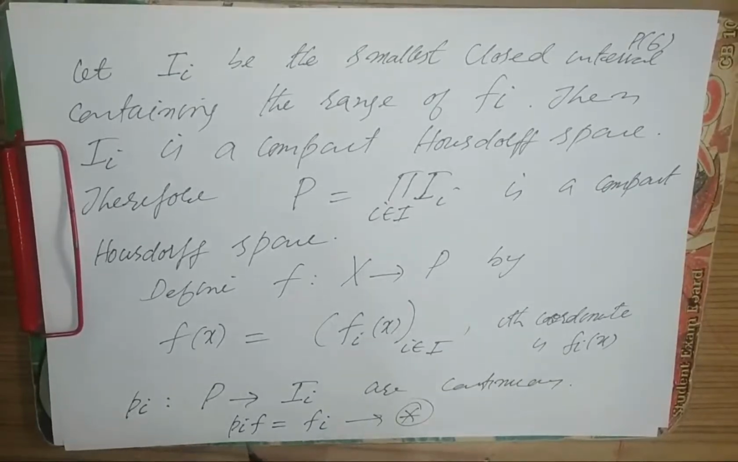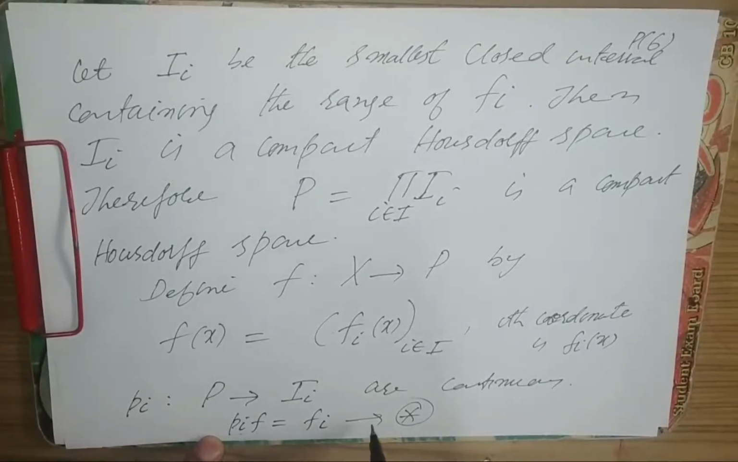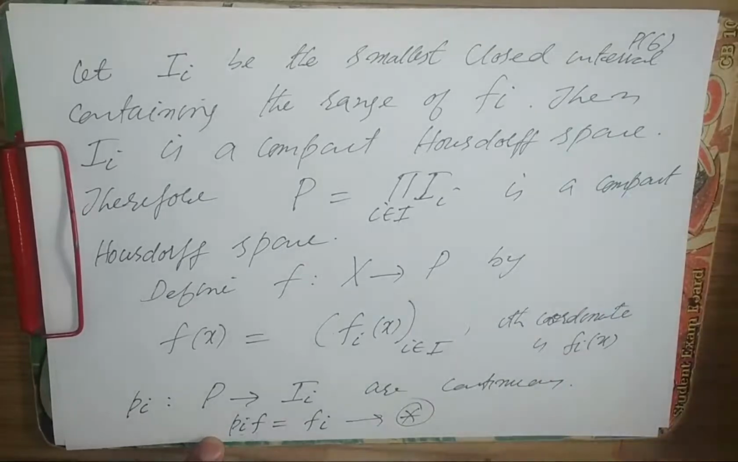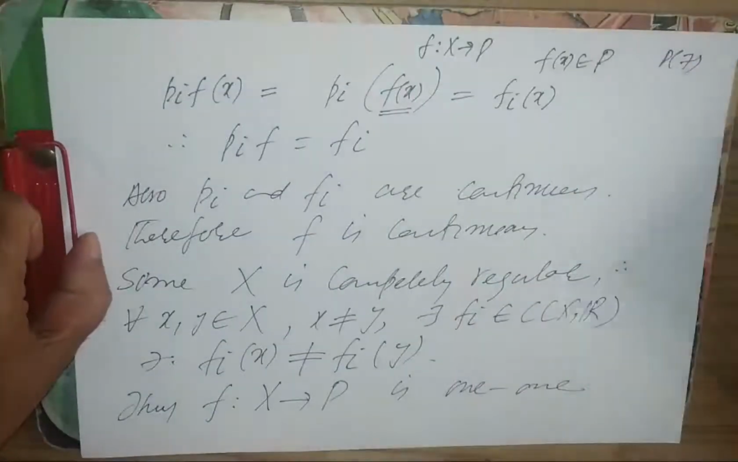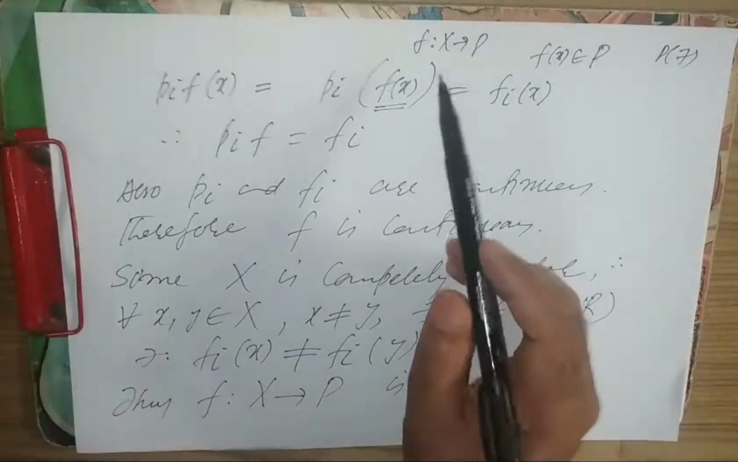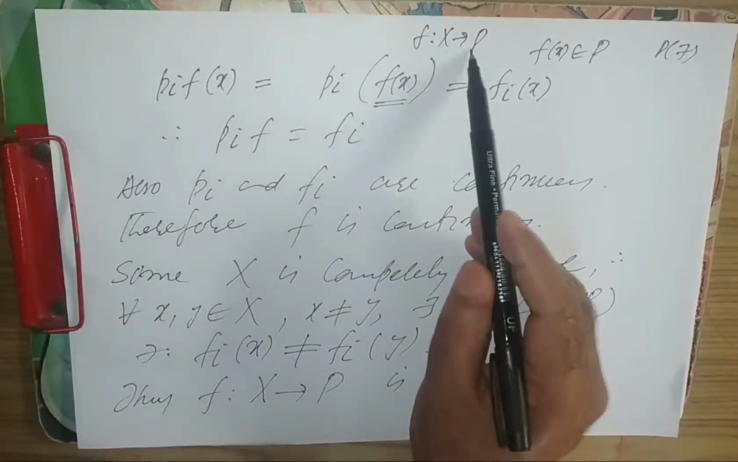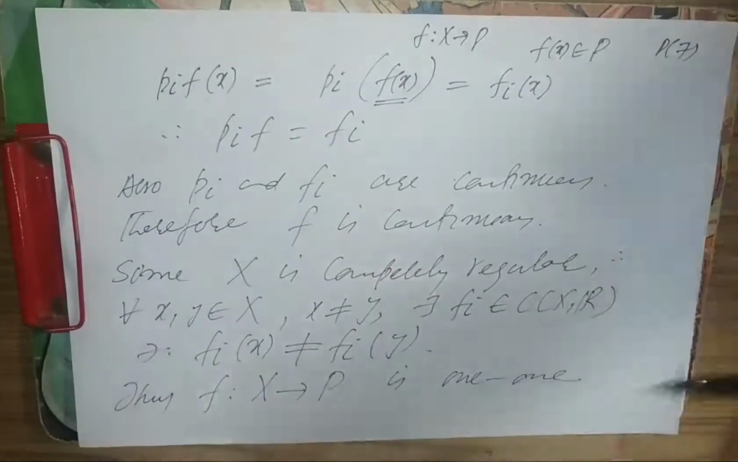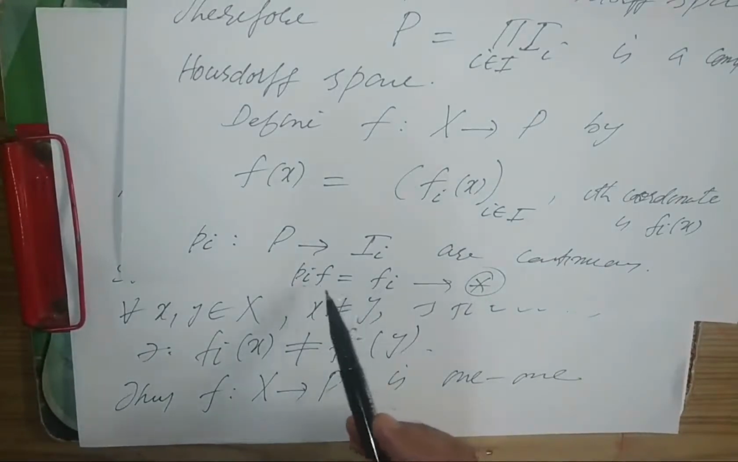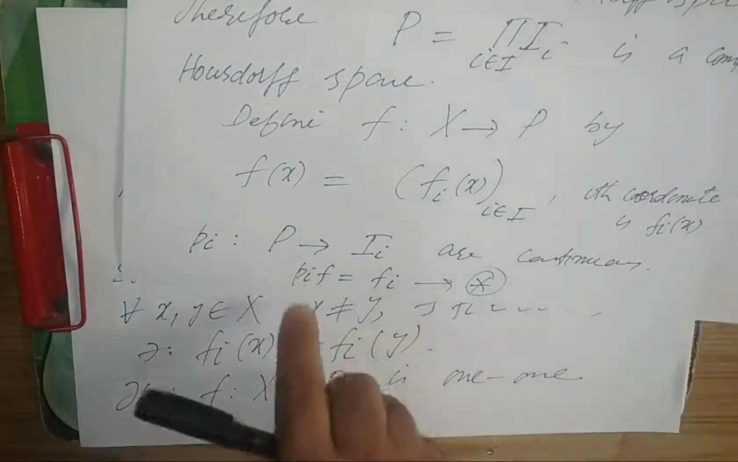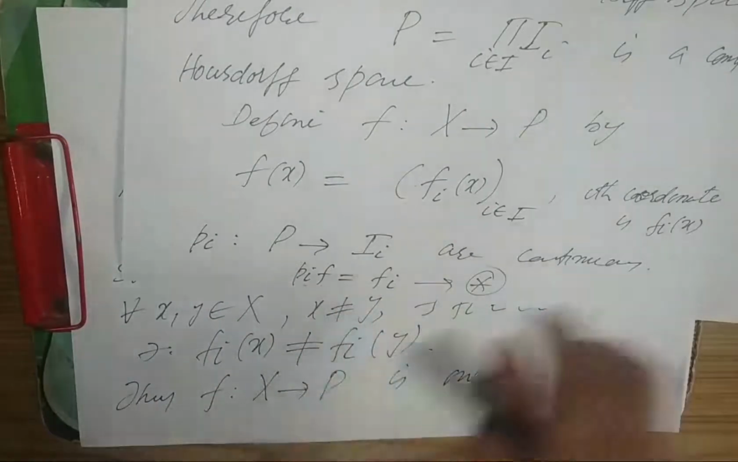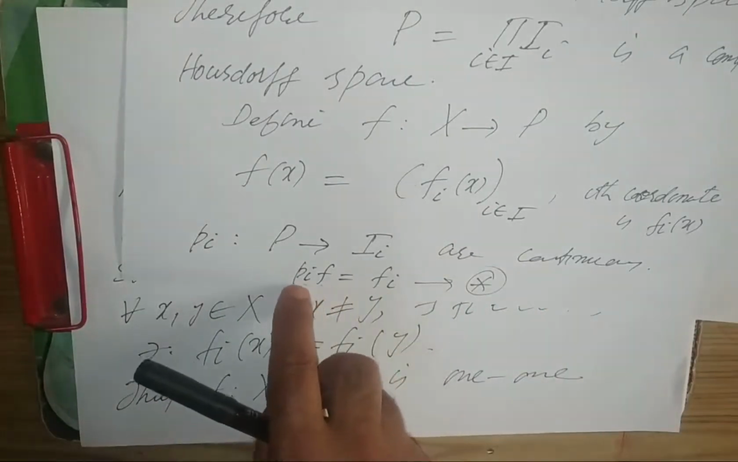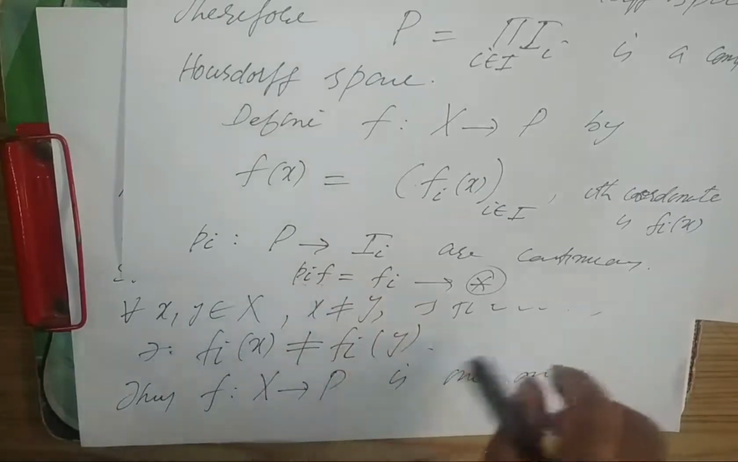Now let's verify this: π_i∘f is equal to f_i. The composition of π_i and f is equal to f_i. So let's verify this first. Since f is a function from X to P, f(x) belongs to P. So let's find π_i(f(x)), because we have to verify these two functions are equal. We need to verify that they are equal at each point. Both are functions on X. The domain of π_i∘f is X, and the domain of f_i is also X.